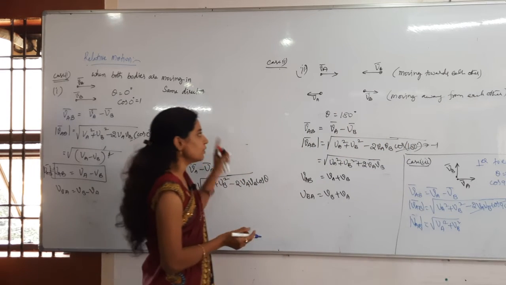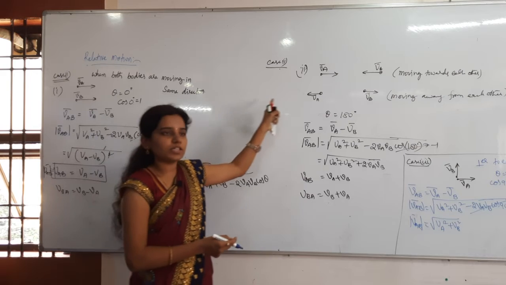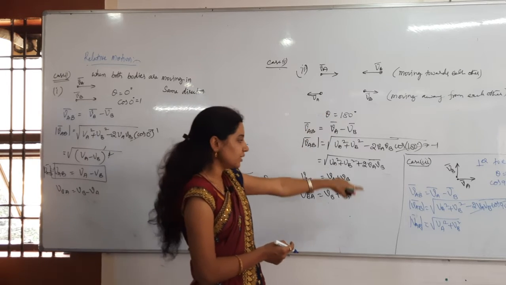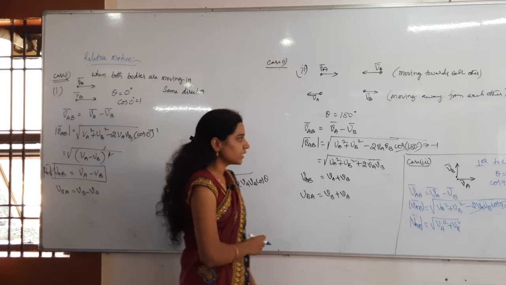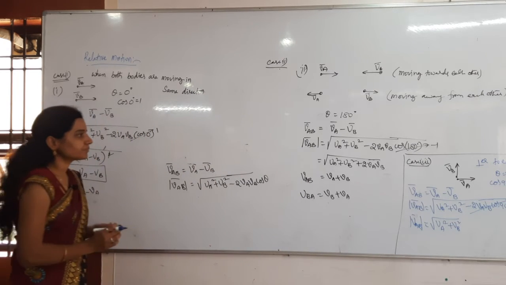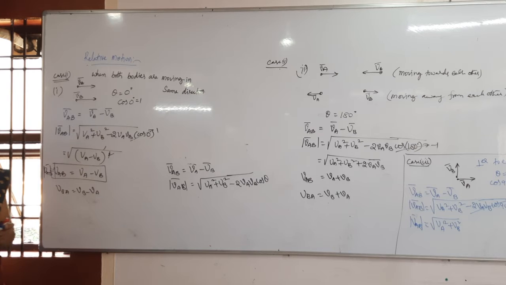One is whenever both are moving in the same direction. Another is both are moving opposite to each other. Next one is both are moving perpendicular to each other. Those are the three main cases. Next after that, write another case.